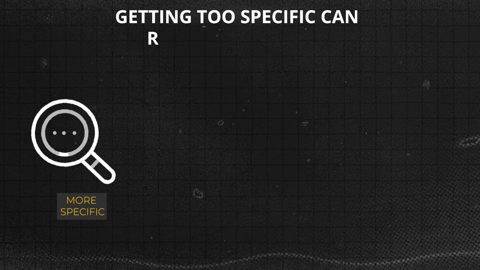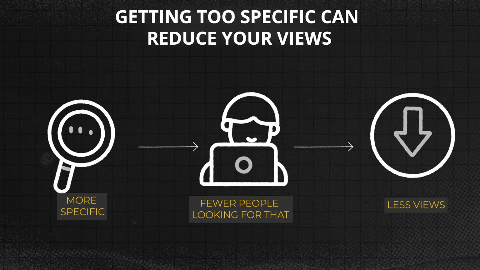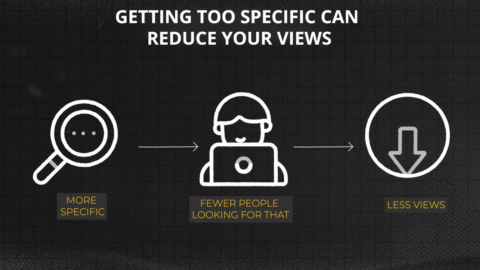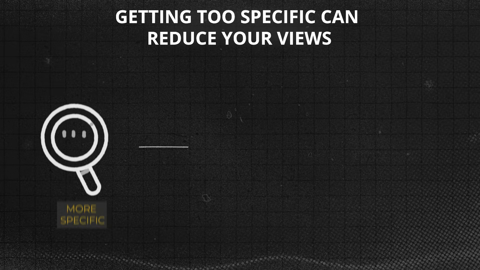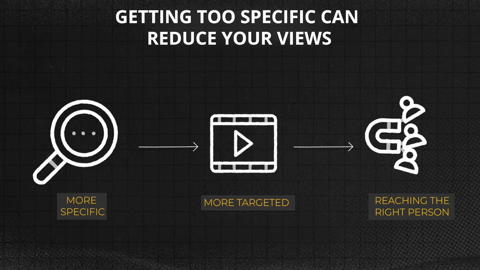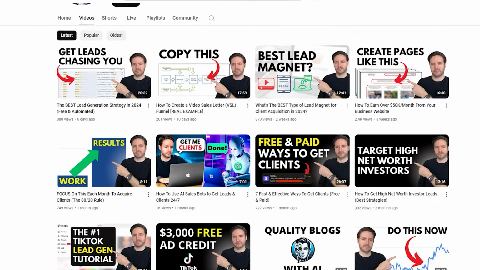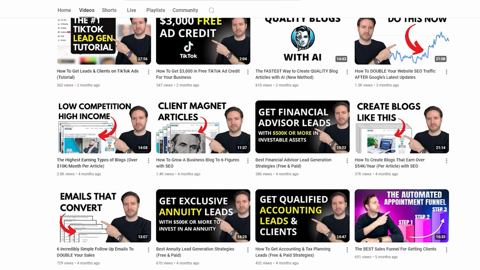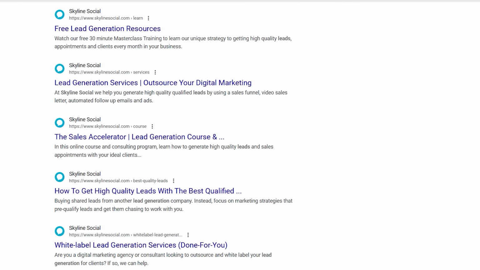So the more specific you are in the video, sometimes the fewer views that you'll get, because if you're very specific, there's fewer of those people out there, but the better and more targeted that video will be in terms of reaching the right person. So in your business, you can create YouTube videos, you can create blogs, again, calling out exactly who it is that you want to target.